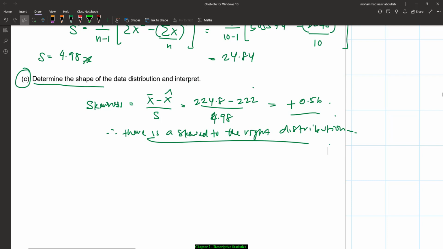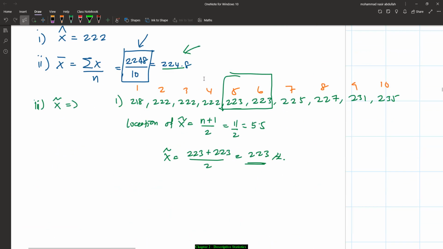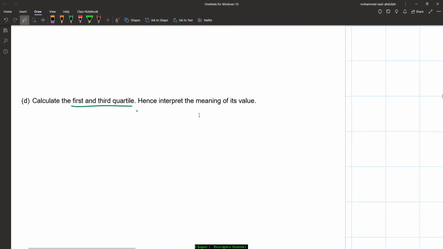Okay? So next, we need to calculate the first and third quartile and hence interpret the meaning of its value. So let me copy this one, because we already have the arranged data. Oops, where is it?